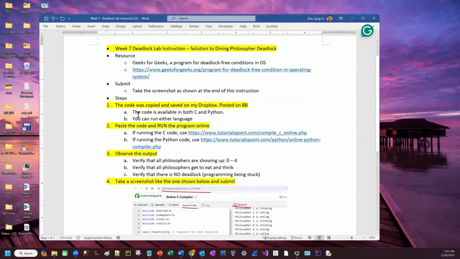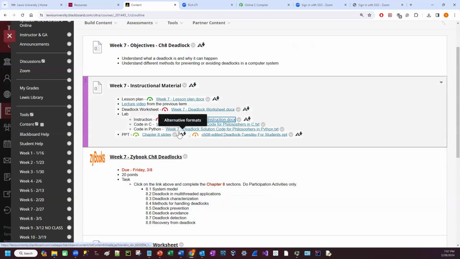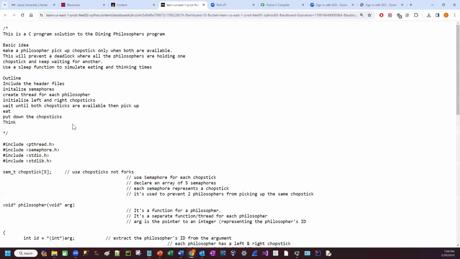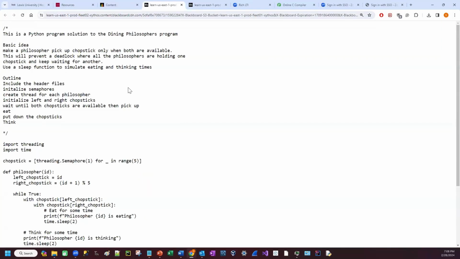So let me run through the steps for you. There's a code on the Blackboard. And in here, there are the same program in 2 different languages, right? Here's a code in C. So if you click on this one, here it is, okay? So this is the code in C language. You can also run this in Python. So if you click on this one right here, you will see, let's see.